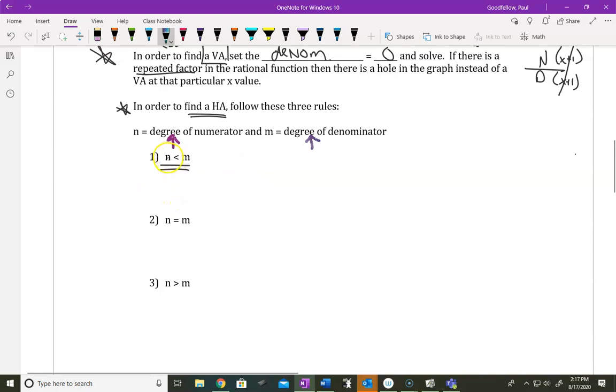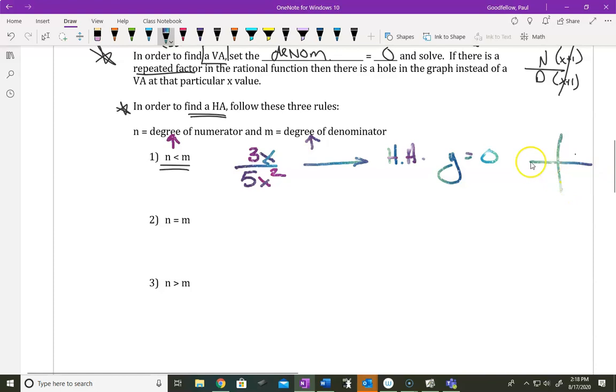So this one says that the numerator has a lesser power than the denominator does. For example, we could have something like 3x on the top and 5x squared on the bottom. Definitely the power in the top is losing the battle to the bottom. If this turns out to be the case, the horizontal asymptote, the HA in this case, is y equals 0. It turns out that the x-axis is the horizontal asymptote. This is where we would draw the horizontal asymptote, right here on the x-axis. That's because the top is losing the battle based on degree to the bottom.